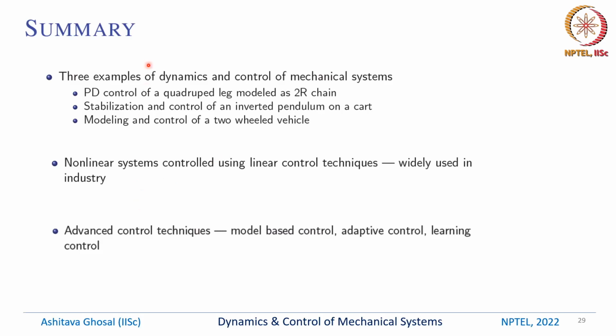Okay, so in all these examples, basically they were nonlinear systems. The equations of motion were nonlinear. However, what we can see is that even for nonlinear systems, linear control techniques work more or less. You have to do a lot of tuning, a lot of experimentation to set the gains, but after all this effort, we can control the original nonlinear system with linear control techniques. And hence, this is widely used in industry.